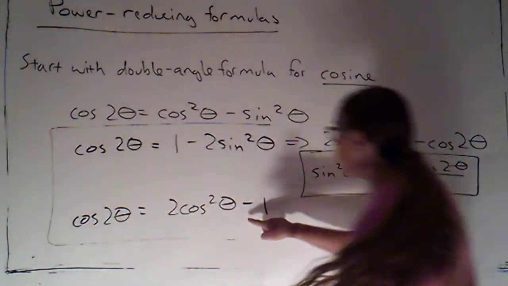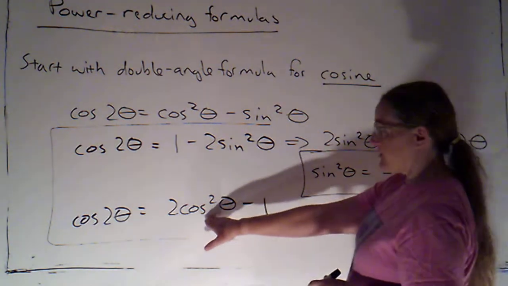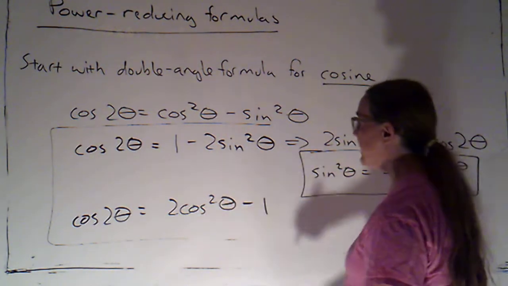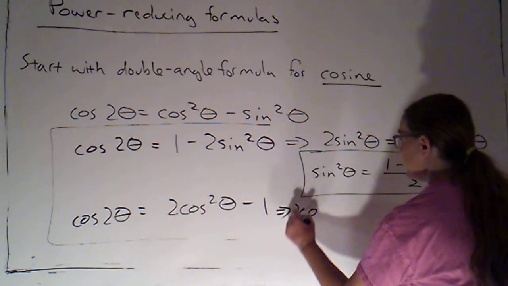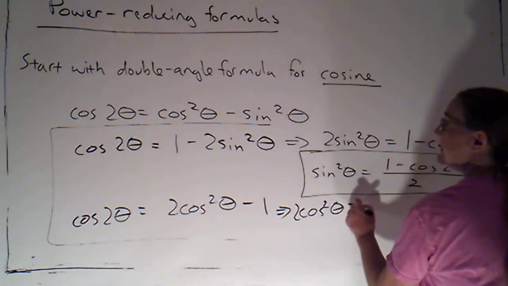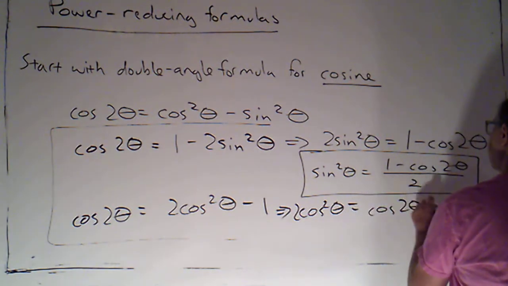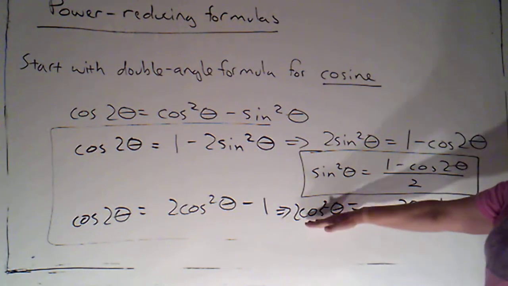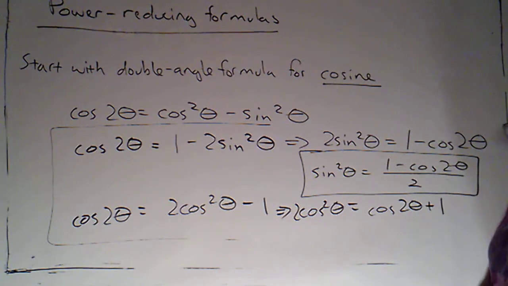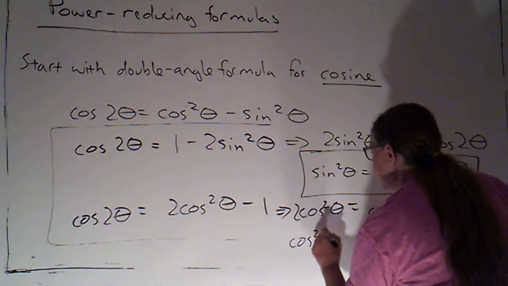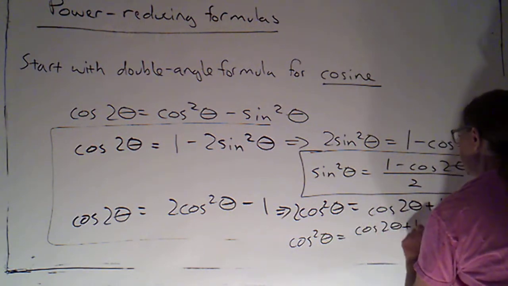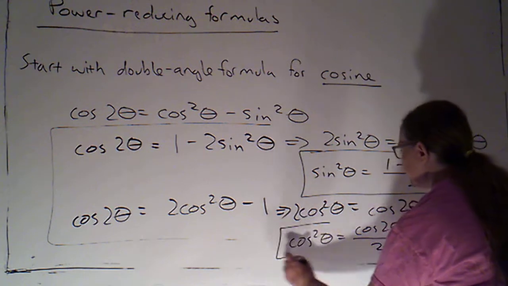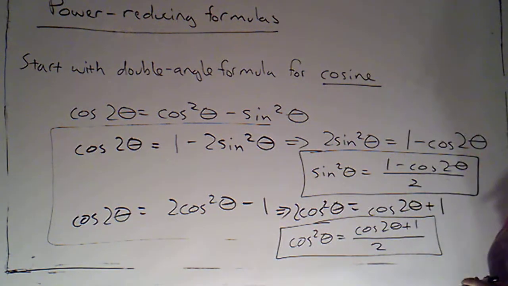This one's actually even nicer because the cosine squared is already positive. So I could solve this one for cosine squared. I'm just going to say 2 cosine squared theta is equal to cosine of 2 theta plus 1. And then, to solve for cosine squared theta, I would divide by 2. So cosine squared theta is equal to cosine of 2 theta plus 1 all over 2. Excellent.